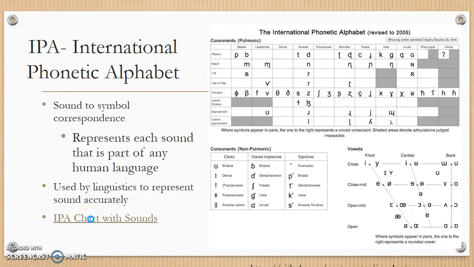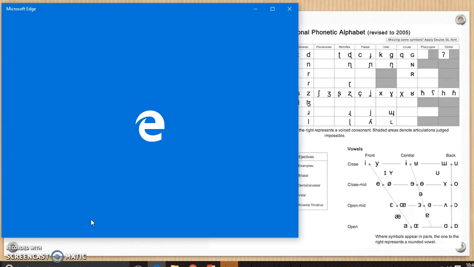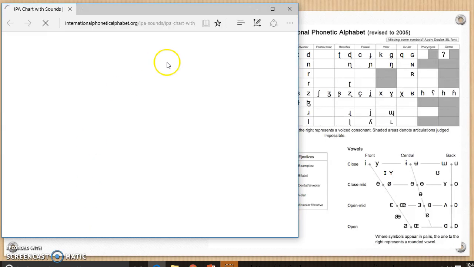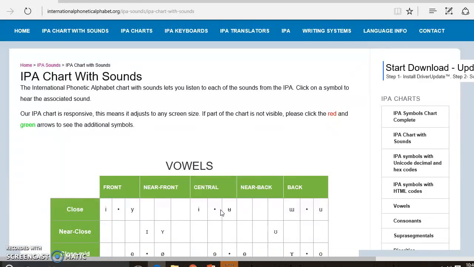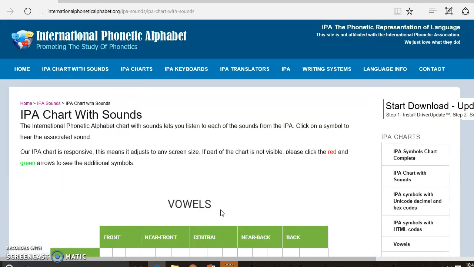So if we go here, because you can see the chart, but that's not so helpful if you're not as familiar with it, so what exactly does that mean? On this chart, it'll have each sound represented with the symbol. So as you're doing your work this week, I would go back to this. If you're confused on maybe what a vowel sounds like or what a consonant sounds like, you can see it here.